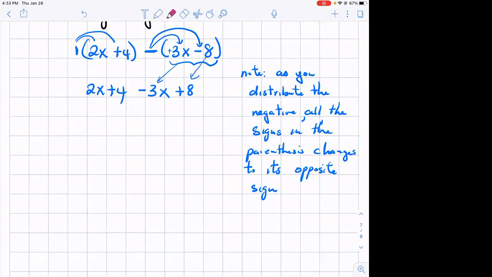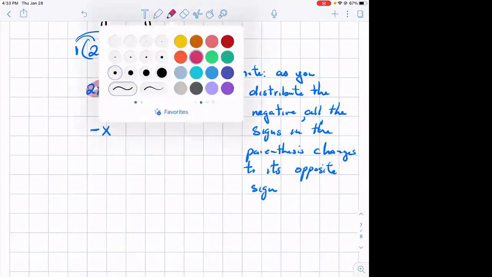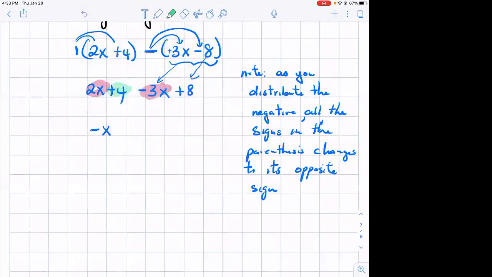And now we combine like terms. 2x minus 3x, that becomes minus x. And then we have +4 plus 8, that becomes +12. Minus x plus 12. So it's very important to remember this.